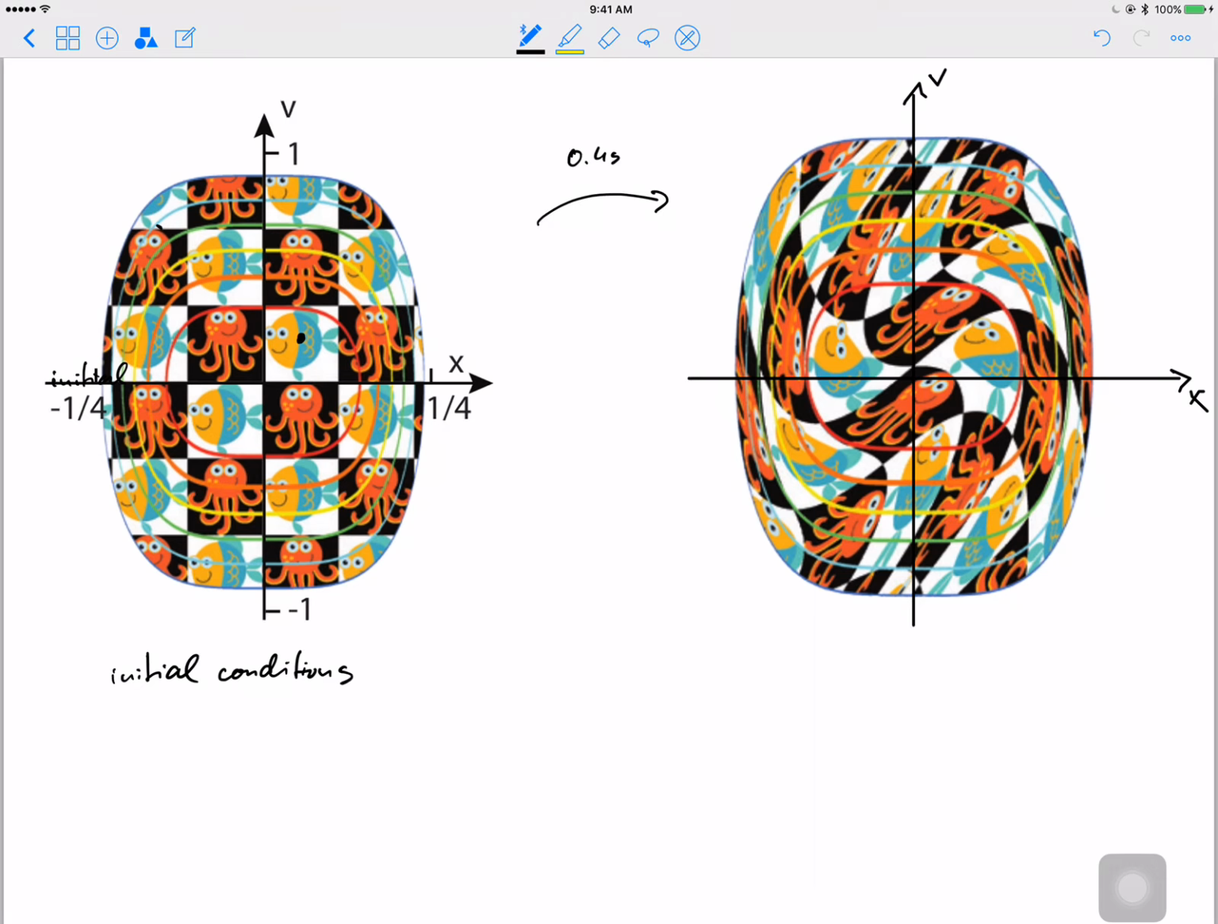And this kind of tells you where the mapping goes, right? So this point here in the middle of the fish is mapping over here, okay? And so on for all the points. So that's how the exact motion looks, okay?